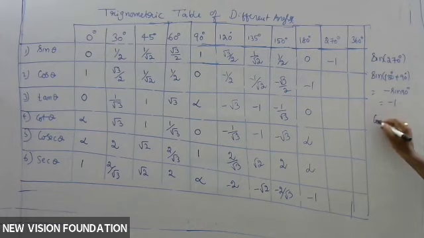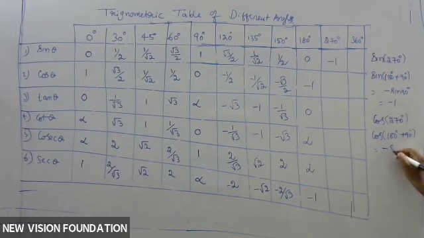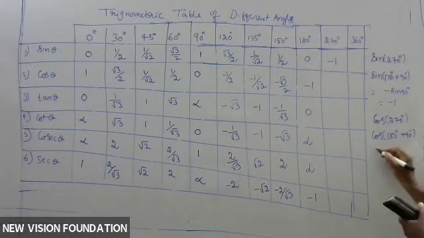Now, in the same way, cos 270 degrees, you can get the angle as cos of 180 degrees plus 90 degrees. That means cos of 180 plus theta is minus cos theta, right? This is nothing but minus cos 90 degrees.